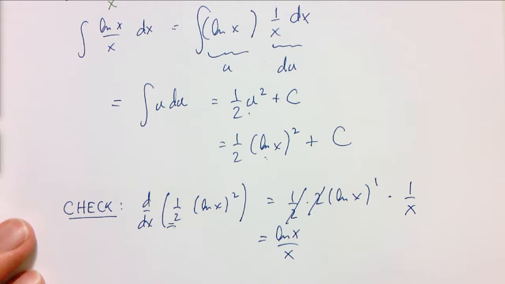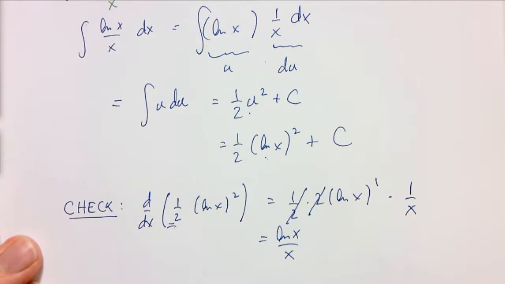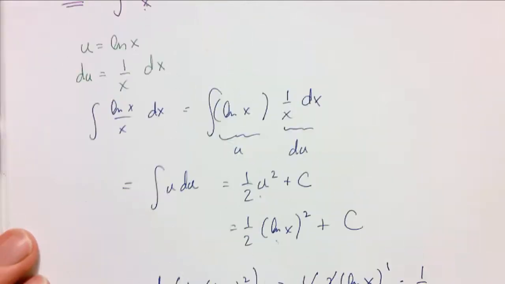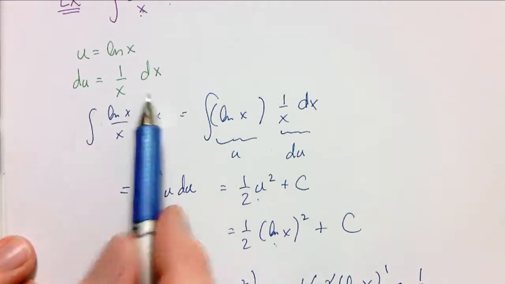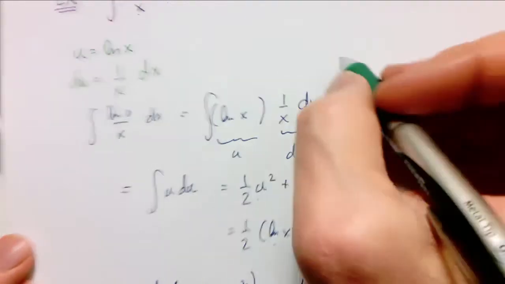Right. So again, this was type 1, because after I picked u, du was exactly what we needed. So let's write that, type 1.